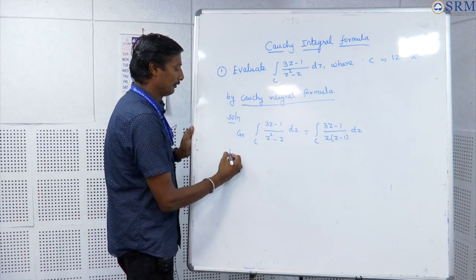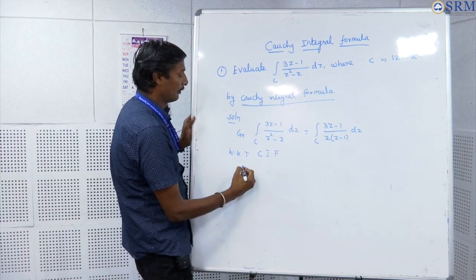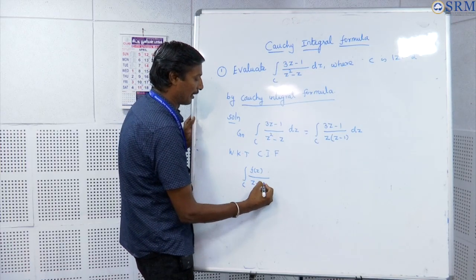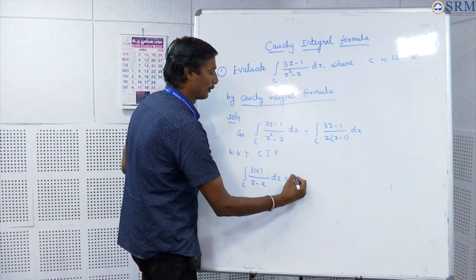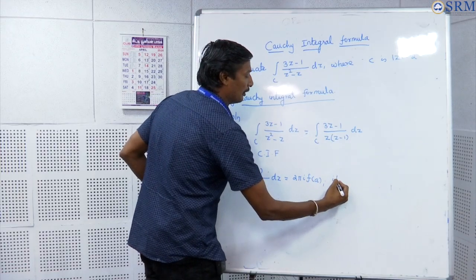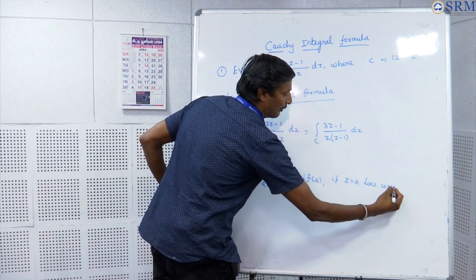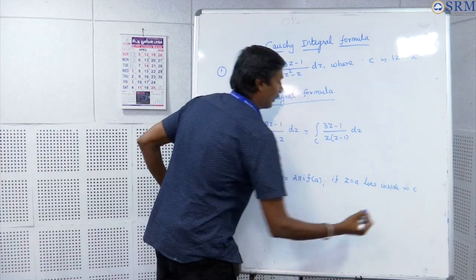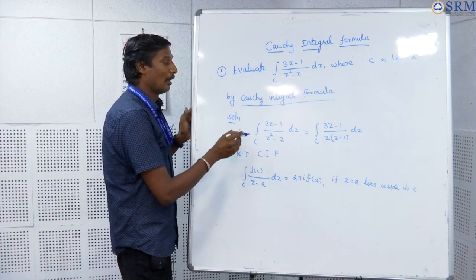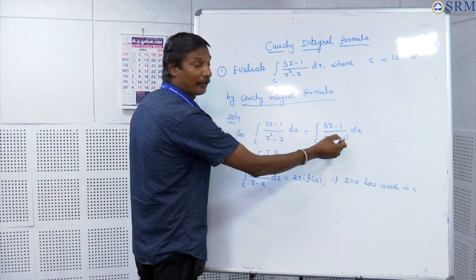Okay, we know that Cauchy integral formula is given by integral over C of f(z) divided by (z minus a) dz is equal to 2 pi i into f(a), when z equal to a lies inside C. See, in this formula the denominator has only one singular point, but our given question has two singular points. What are the singular points? One point is 0, another point is 1.